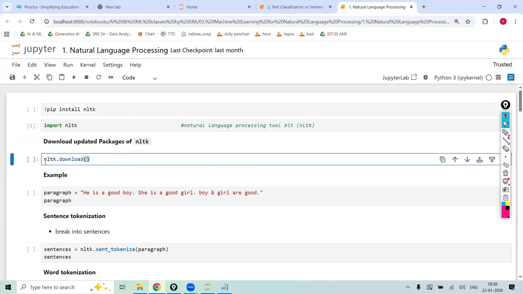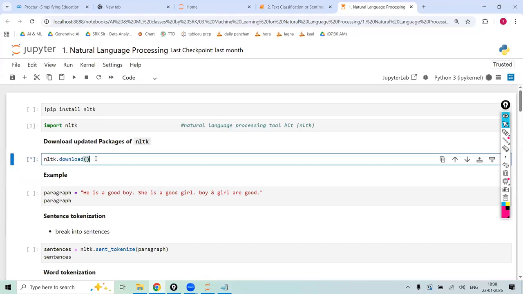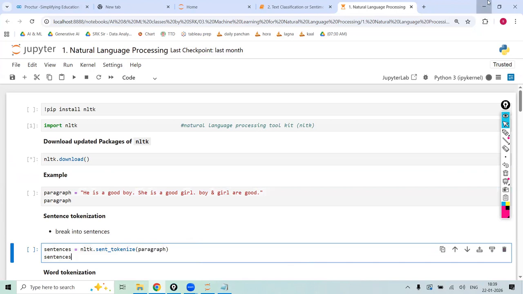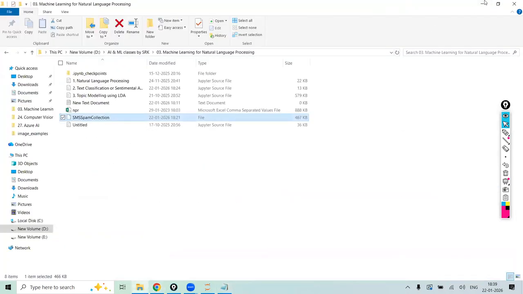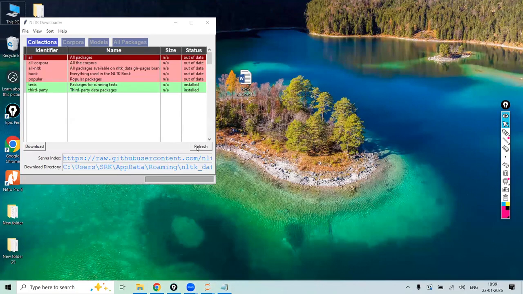Only thing is here, nltk.download. You have to click on nltk.download so that the latest packages will be downloaded. For every student in this class who is using the NLTK library for the first time, when you use nltk.download, it is going to open in a separate tab. Just the moment we click on nltk.download, you are going to get a tab like this.